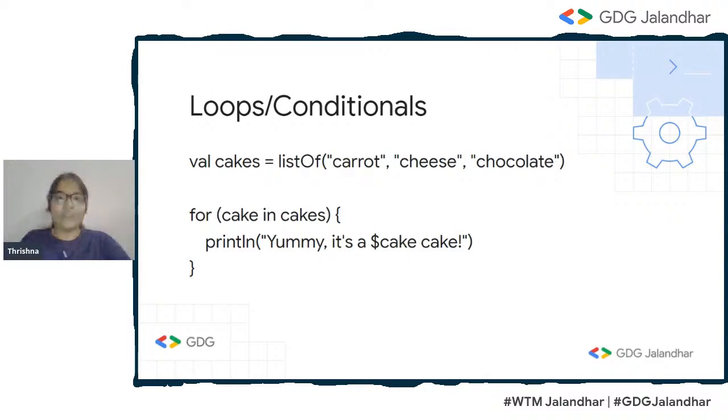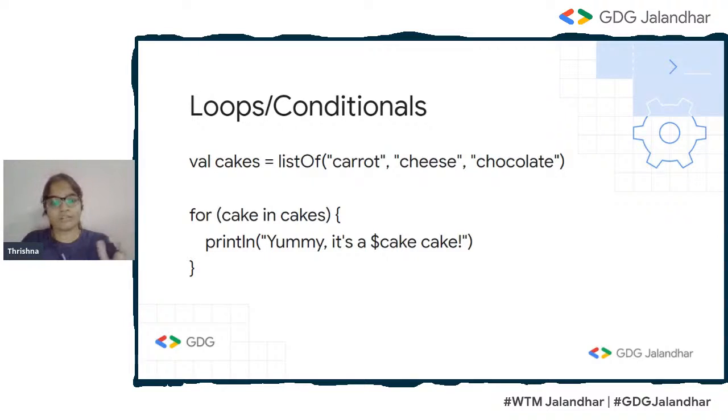And then we have loops and conditionals. So loops are nothing but if you want to iterate, or if you want to repeat the same thing, you would use loops. Okay, so here I'm declaring cakes. It's a list of cakes, the types of cakes, and then I'm using a for loop. So here in the for loop, cake is a variable that I'm going to use to repeat the statement, and if you can see, println, I'm printing it yummy.